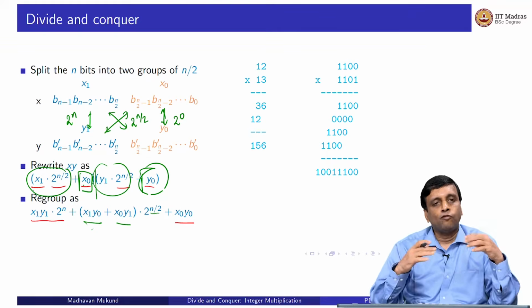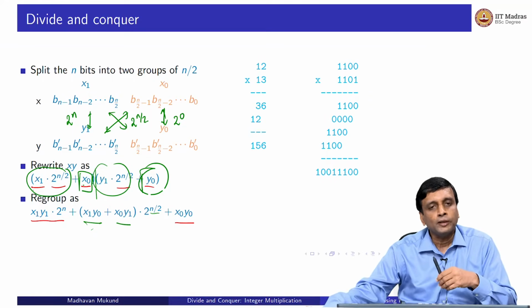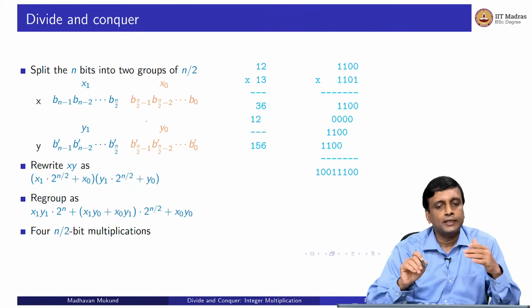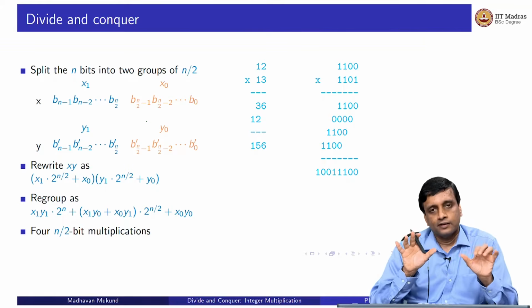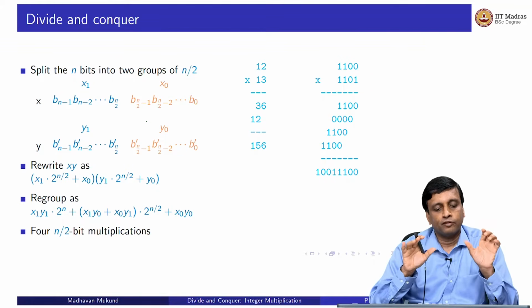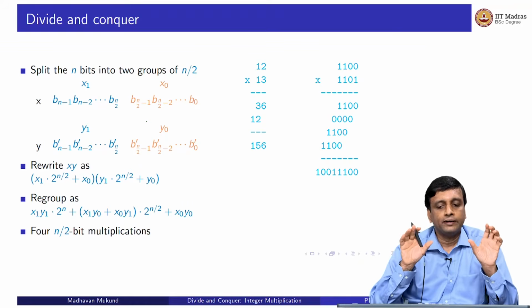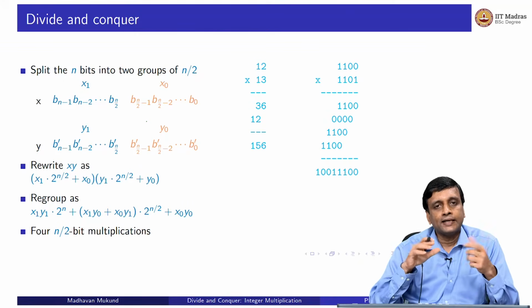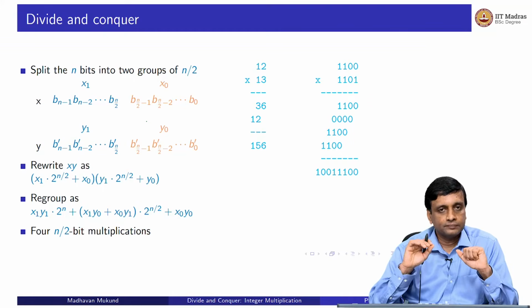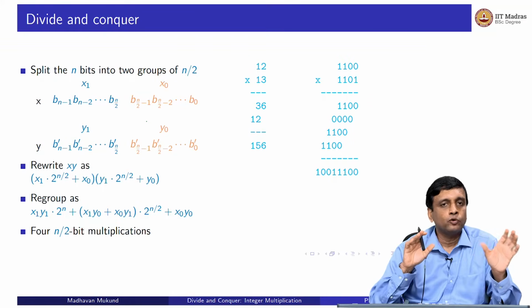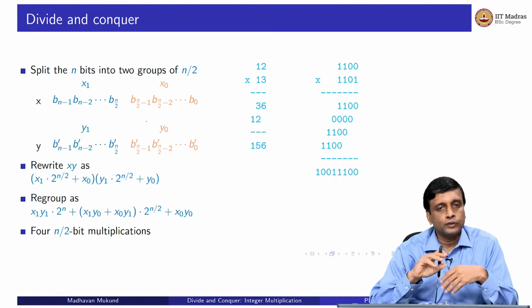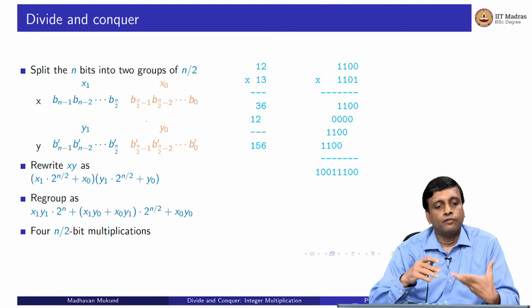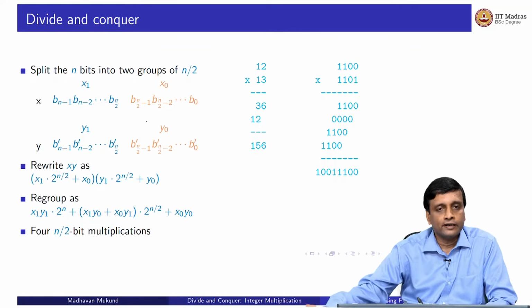So in other words, I do 4 multiplications of these split numbers which have half the number of bits. In order to multiply two n bit numbers, I am replacing it by the problem of multiplying 4 n by 2 bit numbers. So 4 times I am doing an n by 2 bit multiplication, and I am achieving my n bit multiplication through that. So this is a naive way of approaching this divide and conquer thing.